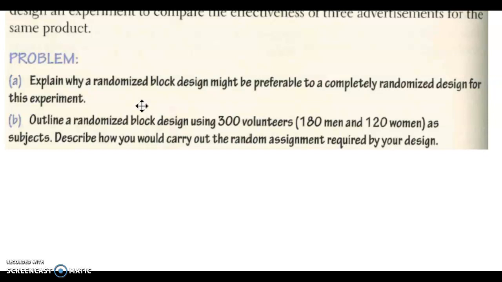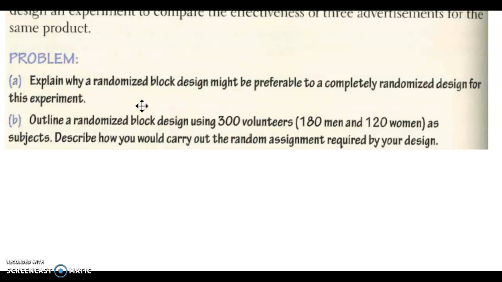If I'm going to use the hat method, I'm going to take 120 women's names and put them in a hat. I'm going to mix it all up, and I'm going to pull out 40 names. That goes into my first treatment group. Then I'm going to pull out another 40 names, and that goes into my second treatment group. And then the remaining 40 go in the third treatment group.